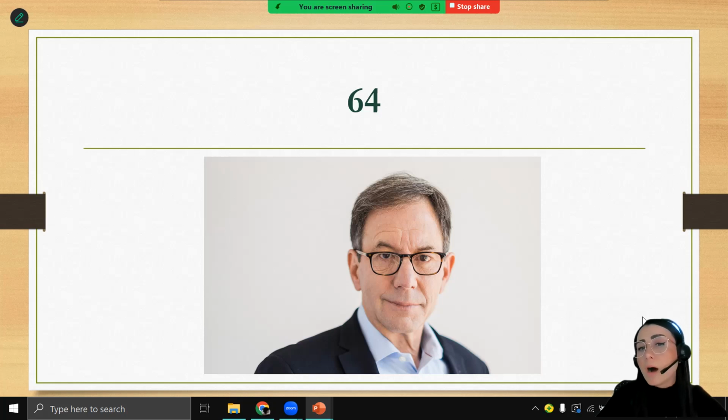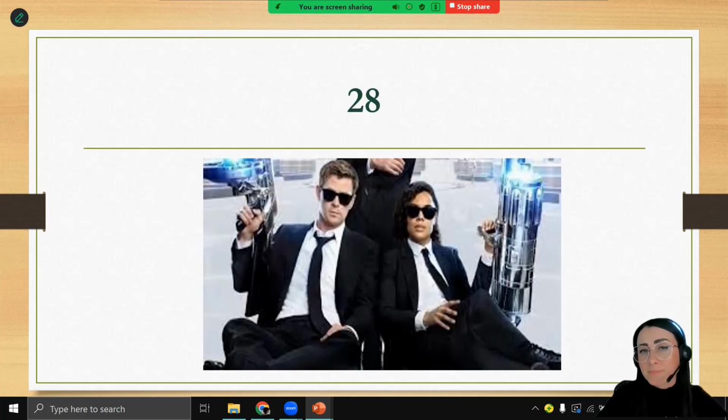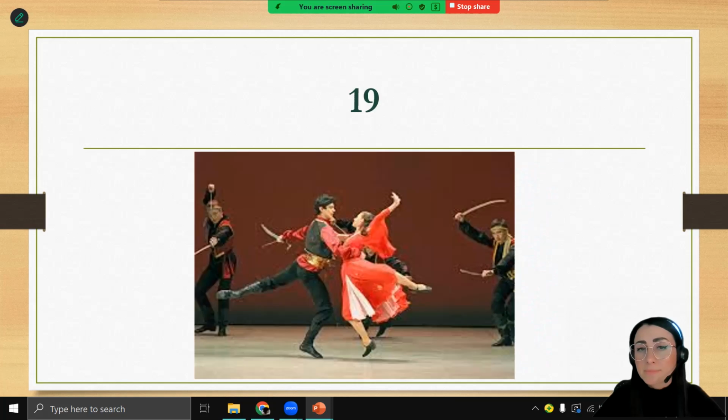Correct answer. How old is he? He is 64. How old are they? They are 11. How old are they? They are 28. How old are they? They are 19.